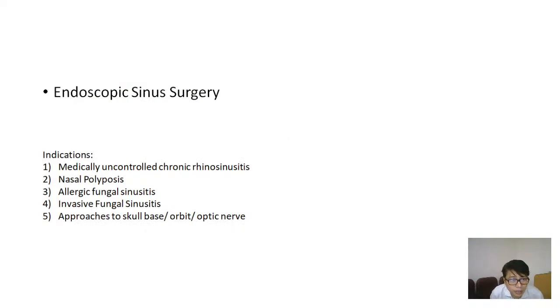Next important surgery is endoscopic sinus surgery. This is mainly done for uncontrolled chronic rhinosinusitis, which we have treated medically and it has not responded to medical treatment. Also, we do it for nasal polyposis, allergic fungal sinusitis, invasive fungal sinusitis, and also as a part of skull base, orbit or optic nerve surgery.